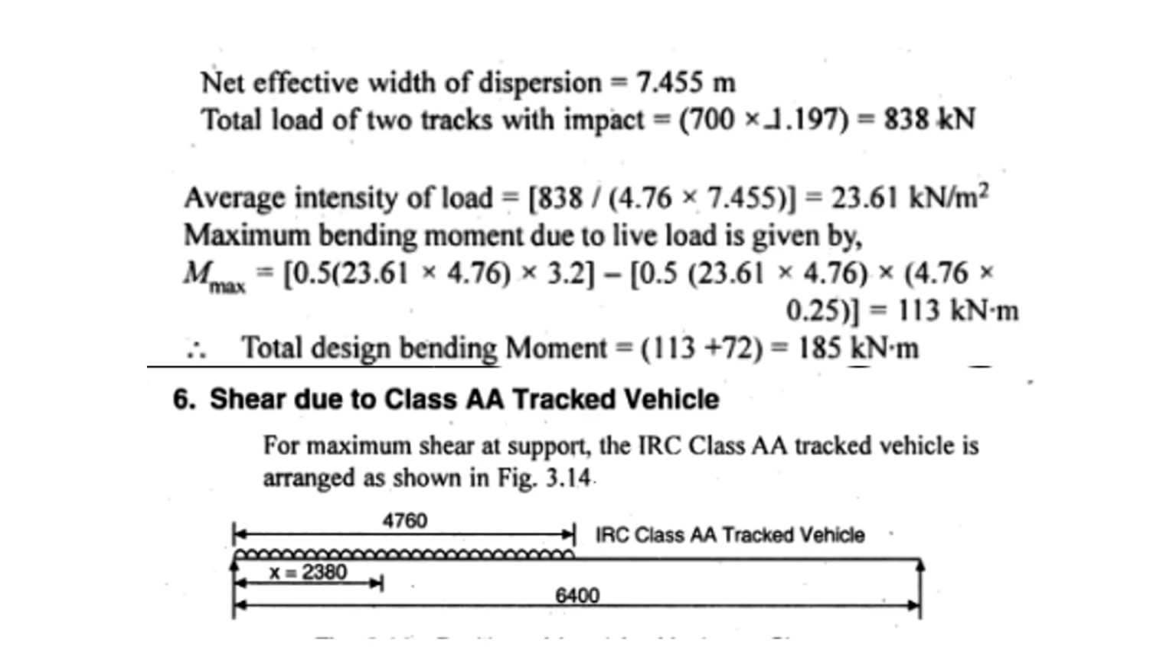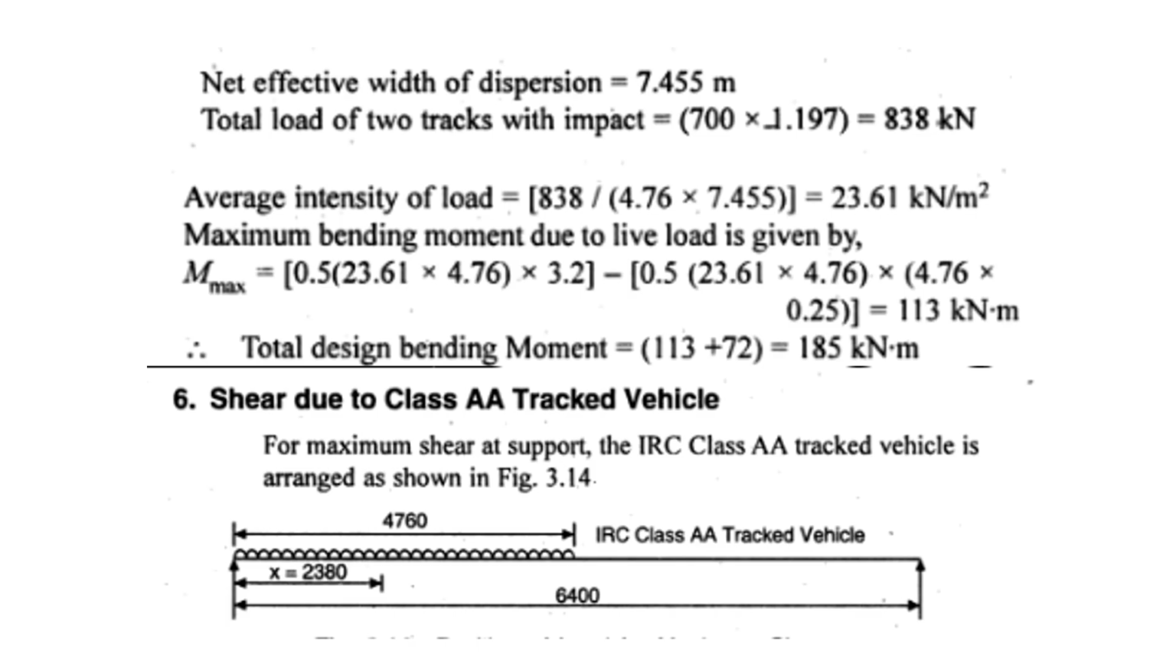So next we are going to calculate the average intensity of the net effective width of dispersion. So we have calculated using the formula. Since there are two loads of the tracked vehicle with the impact, the total load for the tracked vehicle is 700 kilonewton multiplied by the impact factor. So the load after the impact is 833 kilonewton.